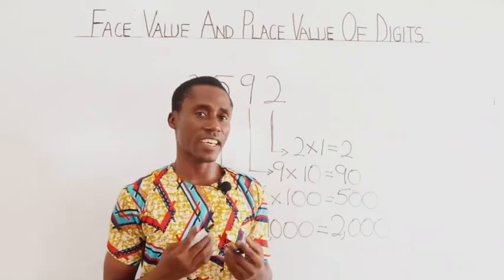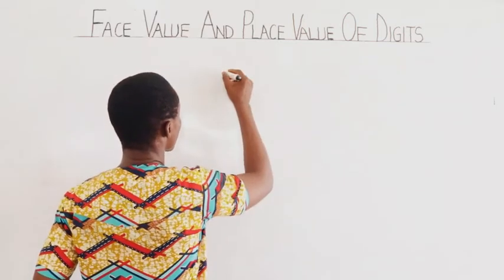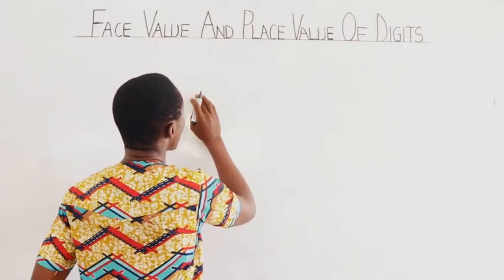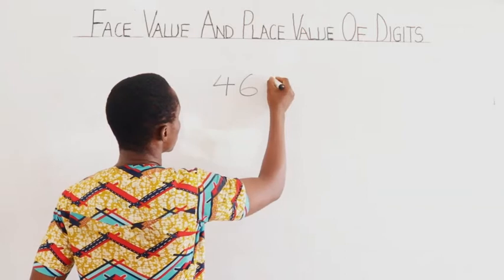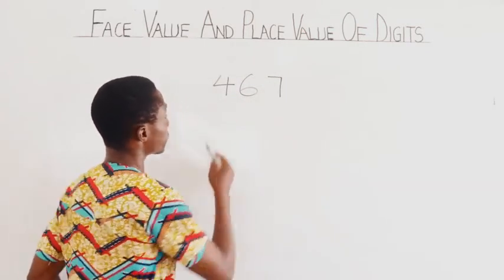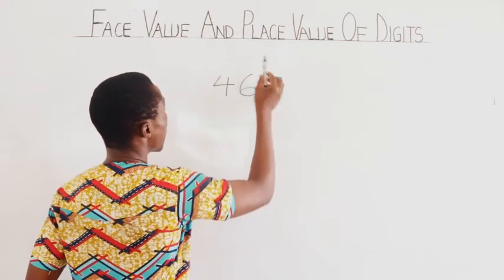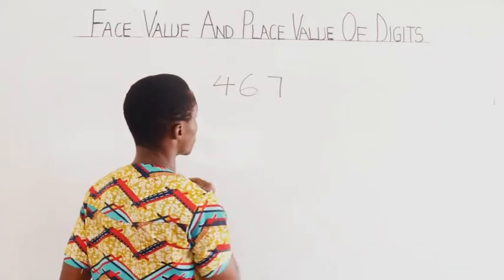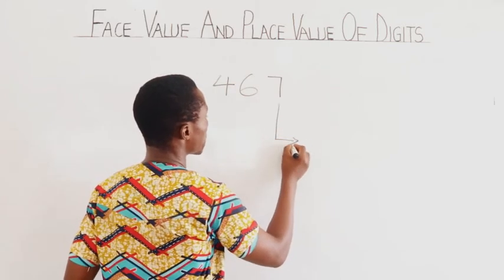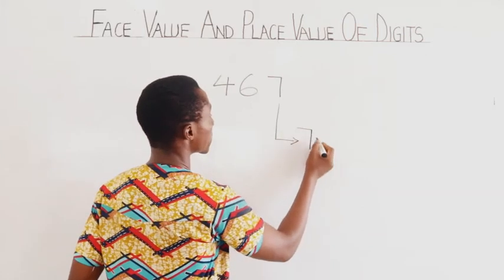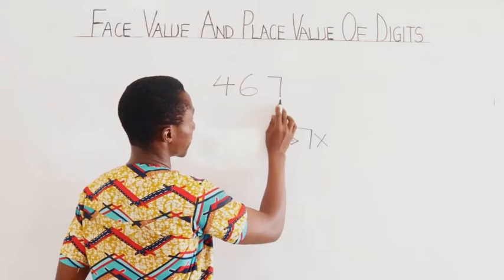Now let's look at a case where a digit is repeated in a number. So the question is, find the place value of each of the digits in the number 467. Let's start with the digit 7. The place value of the digit 7 is the face value of the digit 7, which is 7 multiplied by the value of the number place where the digit 7 is at.